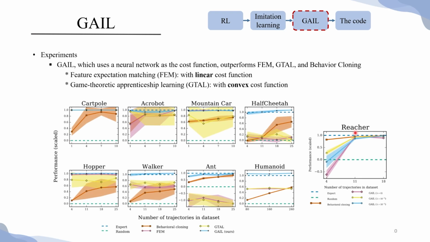Here is the experiment. GAIL, which uses a neural network as the cost function, outperforms FEM, GTAL, and behavior cloning. The blue one is the GAIL result.